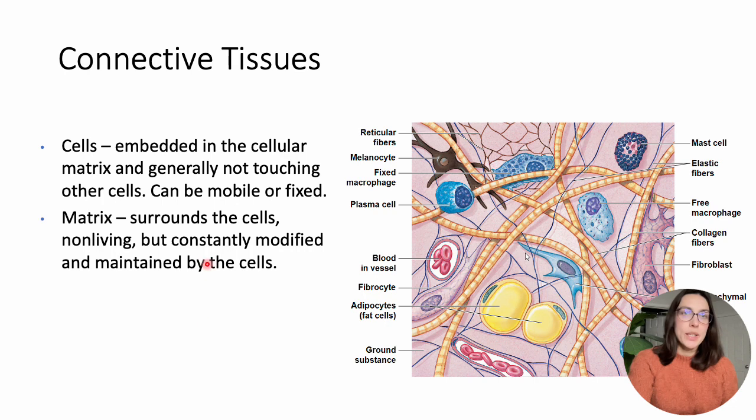The matrix, or the space in between the cells, is non-living, right? Because what's the smallest unit of life? I hope you're actually answering. The smallest unit of life is a cell. So if this is a space in between cells, meaning it doesn't have any cells, that means it cannot be alive, so it's not living.